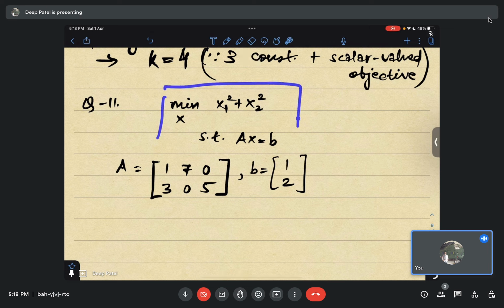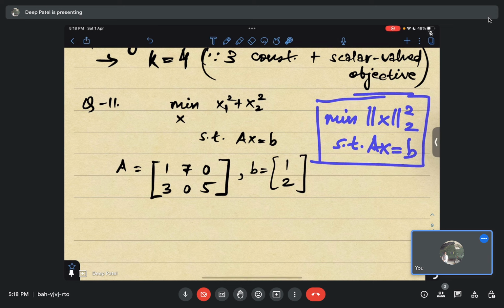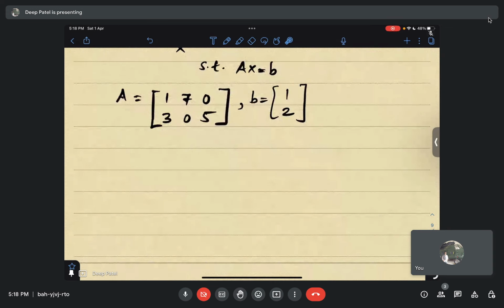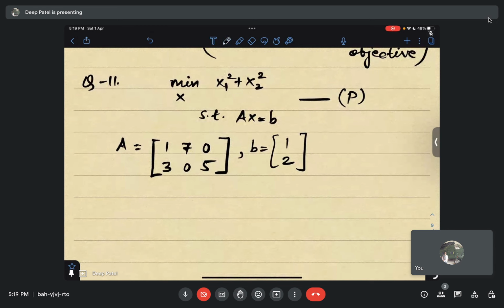Why would I want to pose a problem like this? You can think of a situation where I would want to minimize the norm squared such that Ax equals b. Why would I want to formulate a problem like this? Any thoughts on that? No, I'm not getting a clearer picture. It looks very artificially posed. No, there's a reason for that. So the reason why we do this.